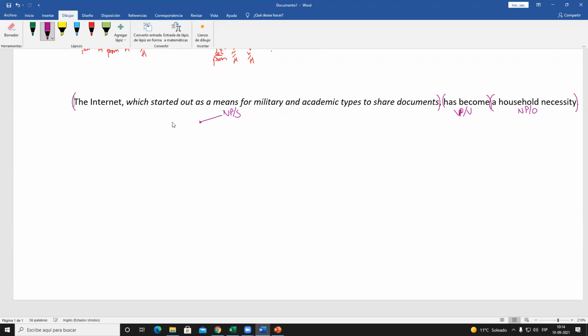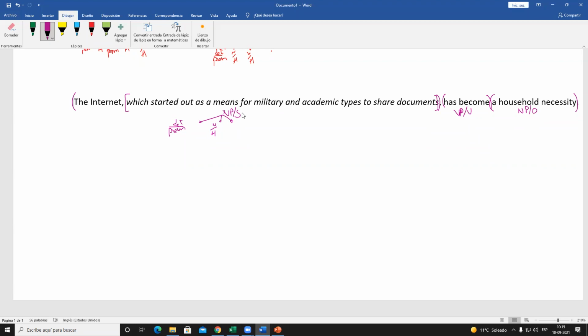The internet, right? So the is a determiner, premodifier, internet is the noun head. And then I have a very big stuff, which started out as a means for military and academic types to share documents. What we're seeing there is a dependent clause. This dependent clause is inside, and it goes till the very end. This dependent clause is inside of a noun phrase, as you can see in our analysis.